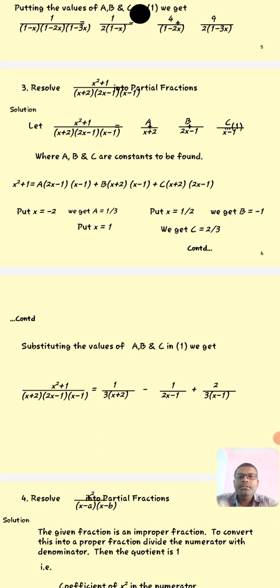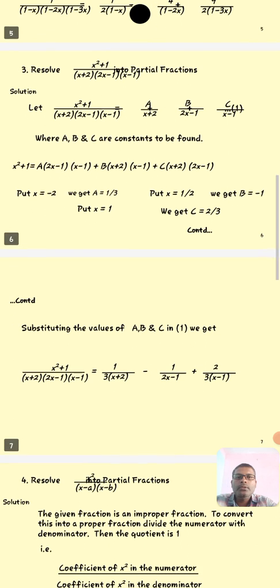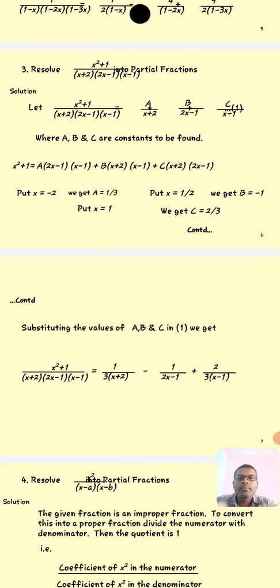Let x square plus 1 divided by x plus 2 into 2x minus 1 into x minus 1 be equal to A by, you observe how many factors? 3 factors are there. The same procedure: A by x plus 2 plus B by 2x minus 1 plus C by x minus 1, where A, B and C are constants to be found. How many constants are there? A, B, C are there. So our target is to find the values of A, B, C.